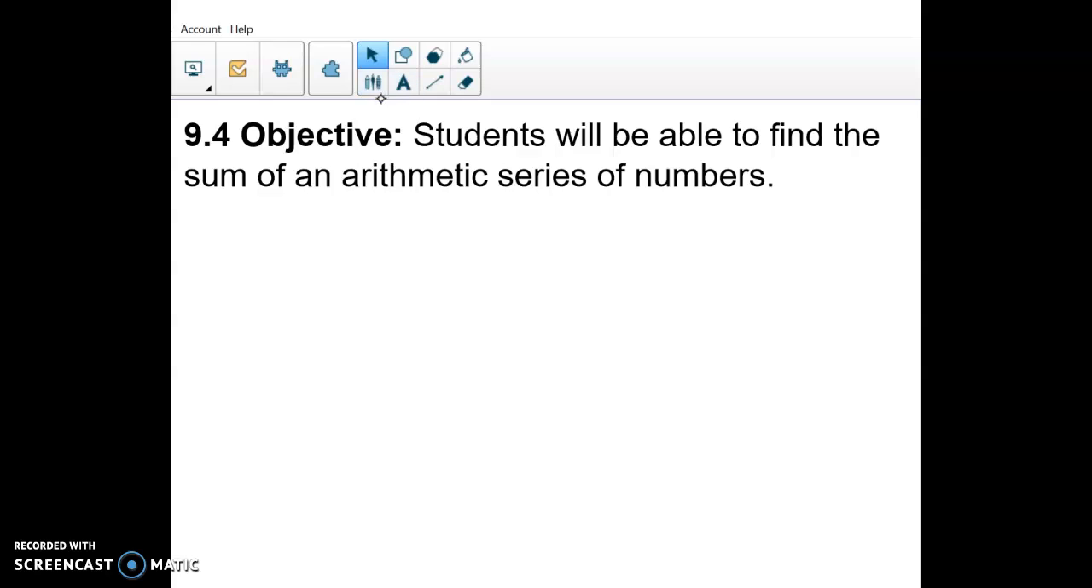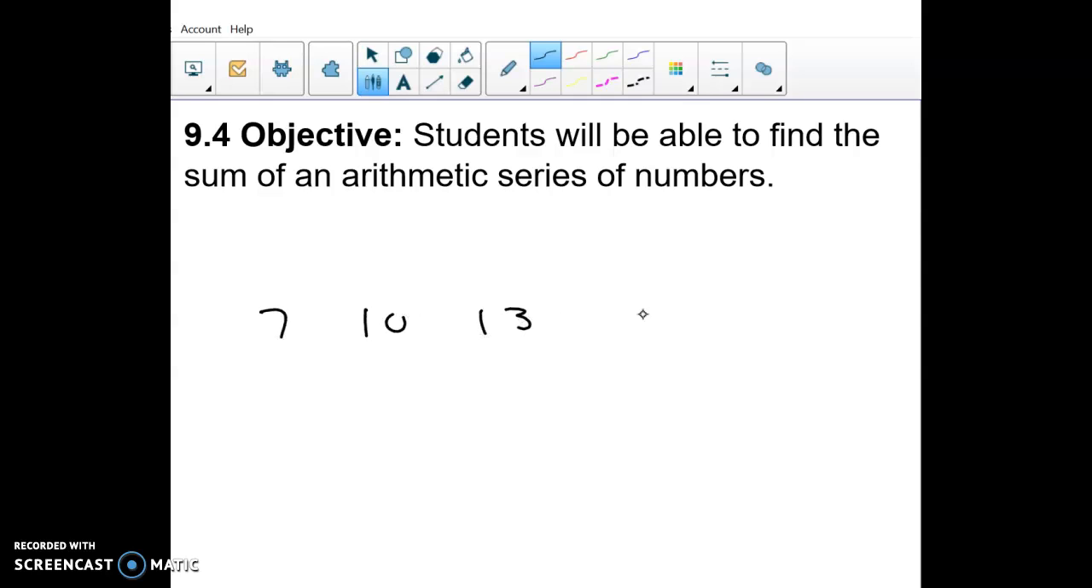All right, hello. Welcome to lesson 9.4. This chapter shifts a little bit when we hit 9.4. So far, we've been doing sequences, like an arithmetic sequence of numbers, where you start with 7 and add 3 each time, right? That's basically an arithmetic sequence, all right?